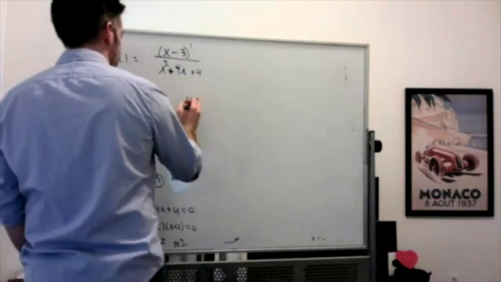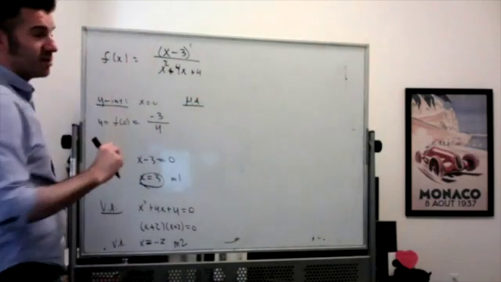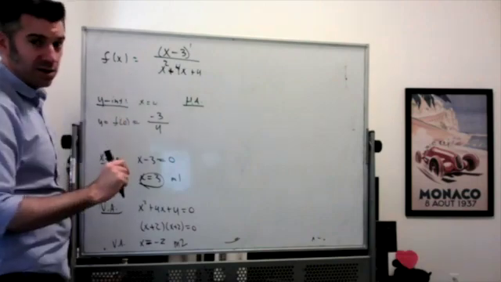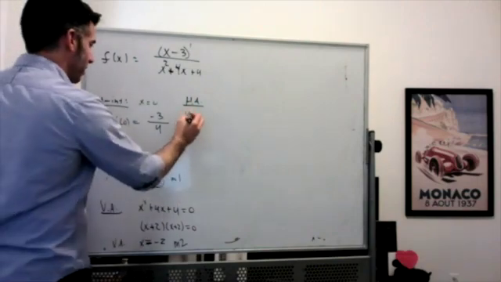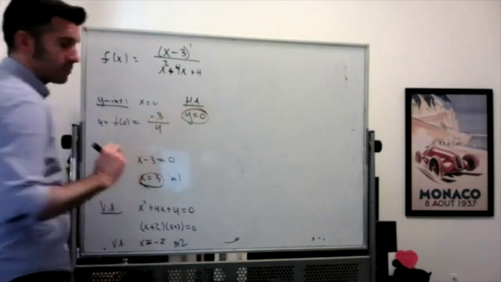Lastly, the horizontal asymptote. Well, since the degree on top is 1 and the degree on the bottom is 2, the degree on top is less, the horizontal asymptote is y equal to 0. Let's graph the thing.